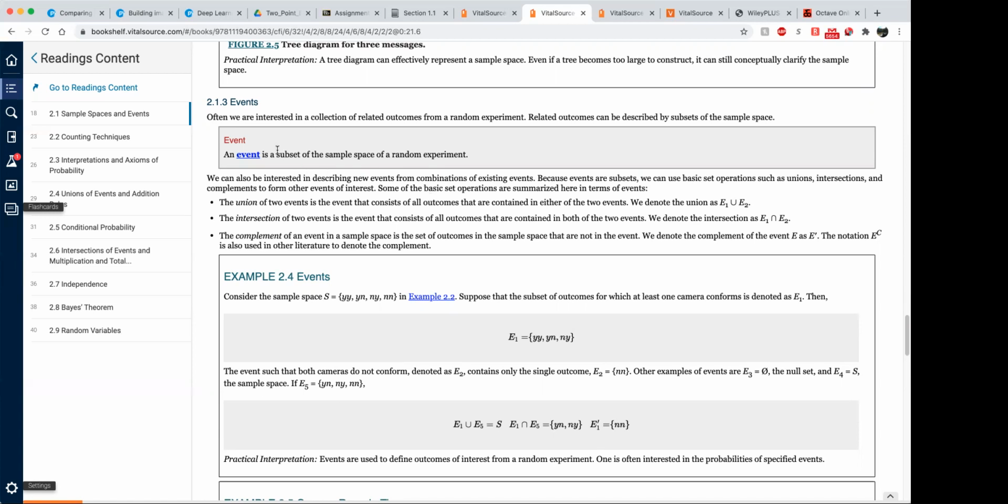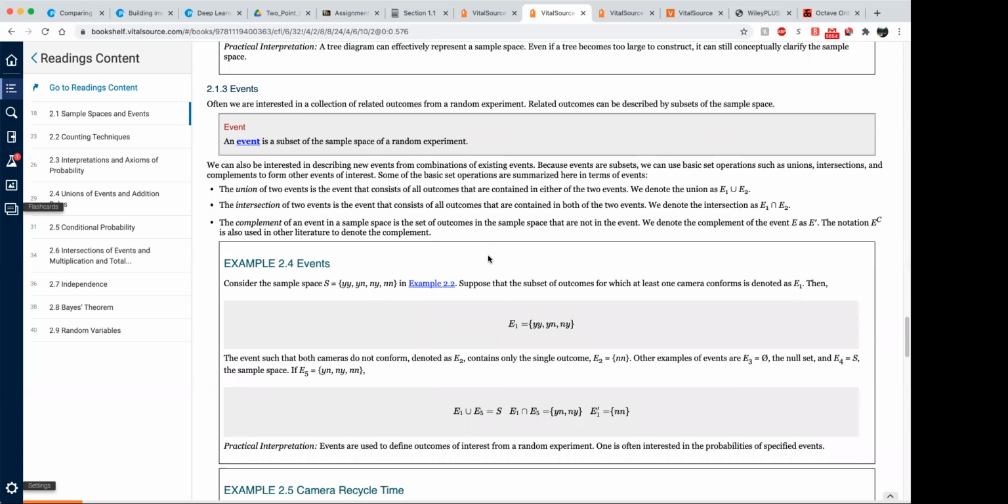So often we're interested in a collection of related outcomes from a random experiment. Related outcomes can be described by a subset of the sample space. So keep in mind this: an event is a subset of the sample space of a random experiment. Specifically, an event is the set of all the possible outcomes we are interested in.